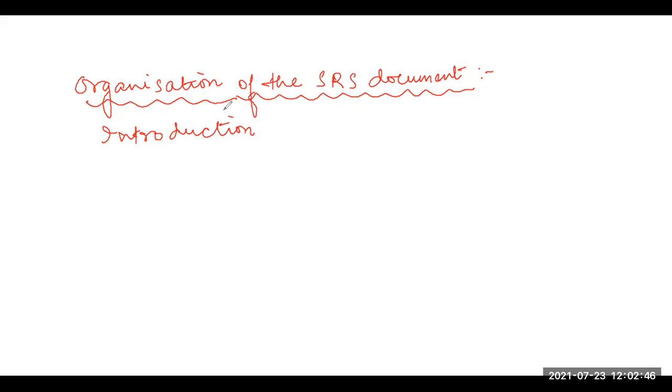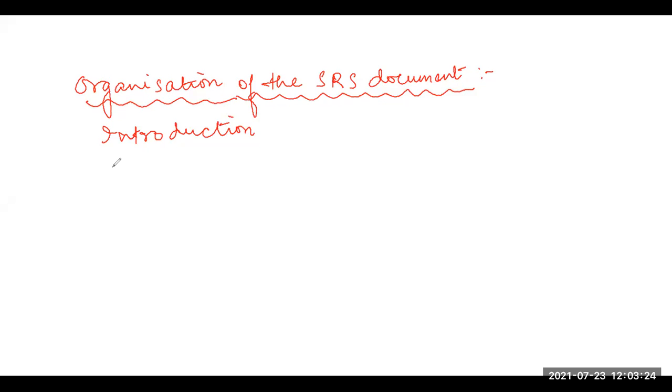But there are at least a few topics which should be there in the SRS document. First we talk about the introduction. The introduction section should describe the context in which the system is being developed, and it should provide an overall description of the system and the environmental characteristics. It may include the hardware that the system will run on and the devices that the system will interact with.